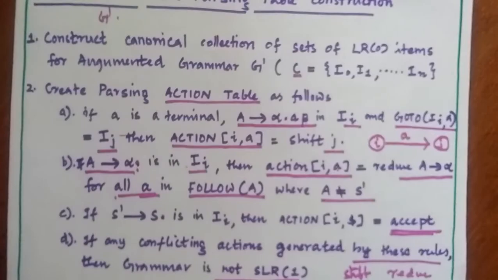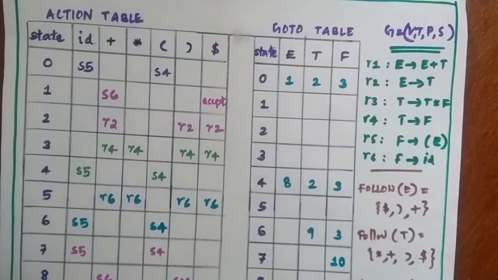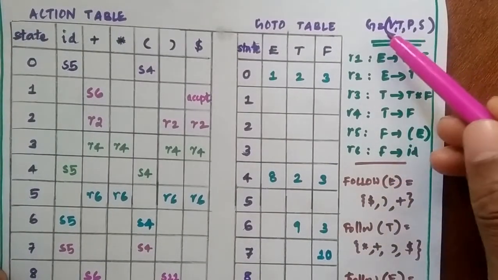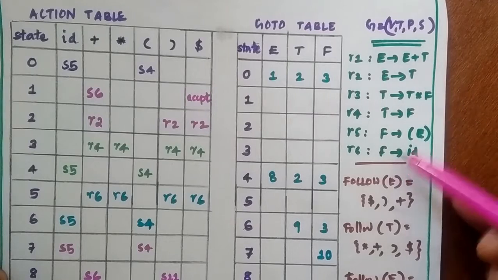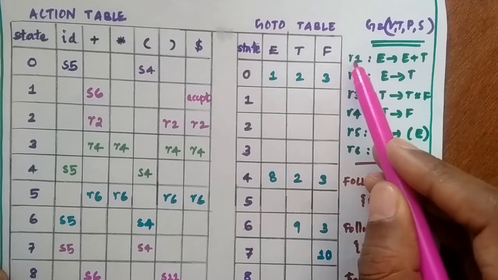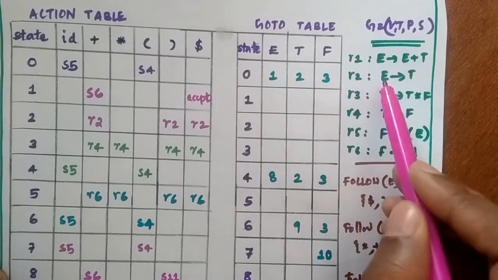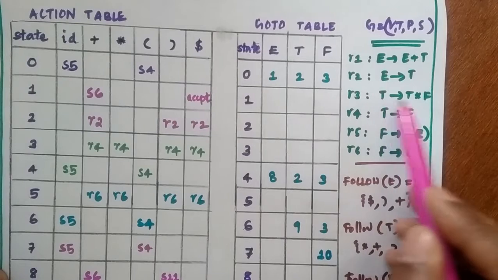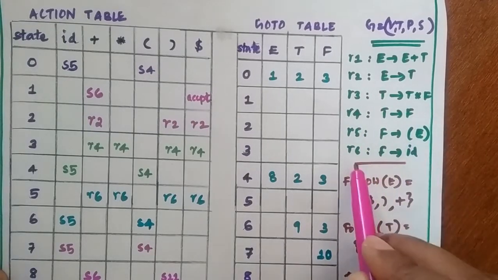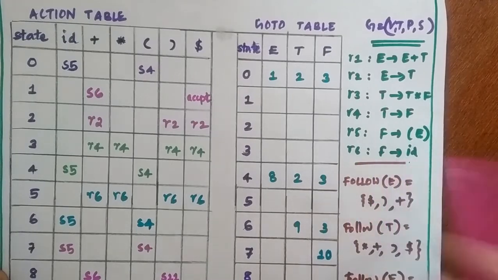Then next, we will see how to construct a parsing table. The same grammar we will use, our arithmetic expression grammar. On the right side you can see the grammar. So these are the productions. Given grammar, productions are 6 production rules. First rule is R1, E gives E plus T. Second rule, E gives T. Third rule, R3 is T gives T star F. R4, T gives F. R5, F gives within bracket E. R6 is F gives ID.